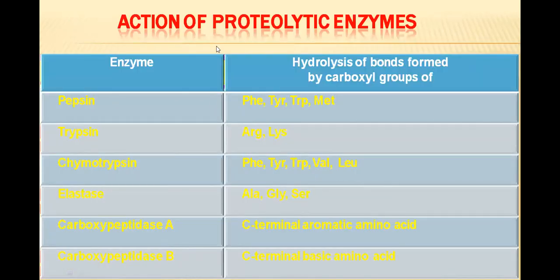So, the action of proteolytic enzymes. The pepsin enzyme acts on phenylalanine, tyrosine, tryptophan and methionine amino acids in the proteins. And the trypsin enzyme acts on the amino acids arginine and lysine in the proteins. Chymotrypsin acts at the regions where phenylalanine, tyrosine, tryptophan, valine, and leucine amino acids are there. Elastase acts on alanine, glycine, and serine. Carboxypeptidase A enzymes act on C-terminal aromatic amino acids. Carboxypeptidase B enzymes act on C-terminal basic amino acids.